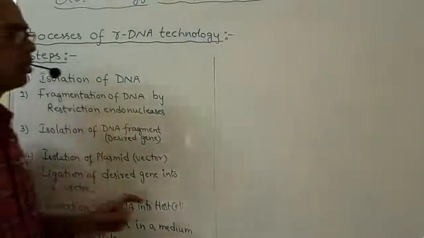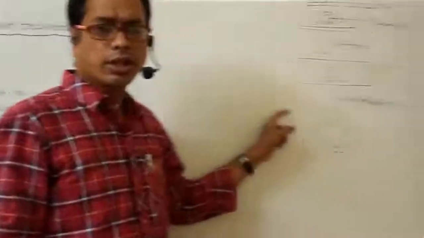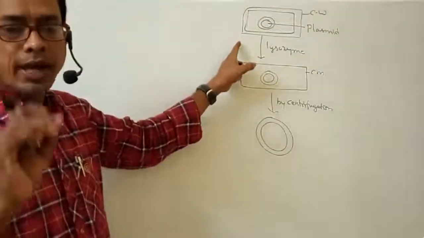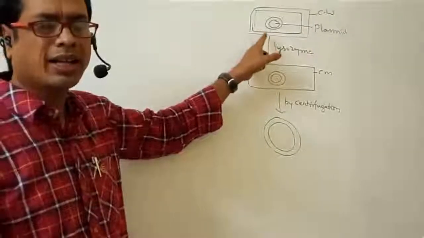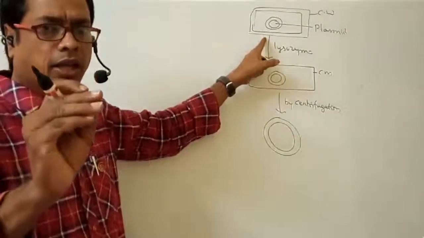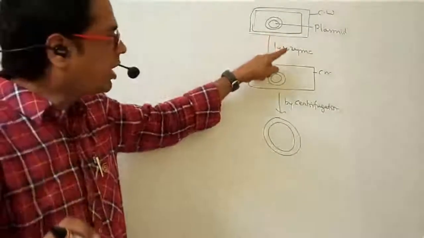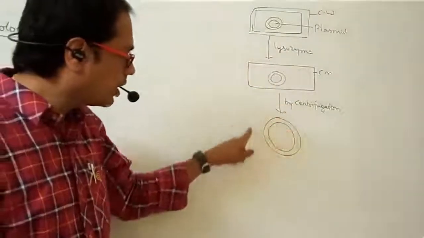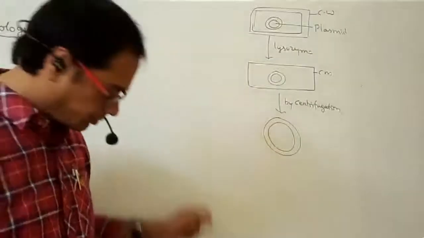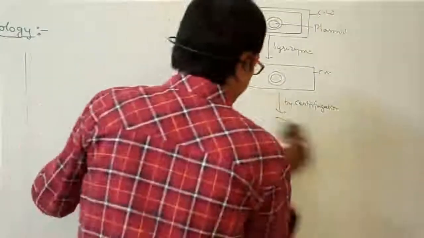So again I am telling my students, these plasmids are found in bacteria. First of all, lysis of the cell wall in bacteria can be done by lysozyme enzyme and then centrifugation. Finally the plasmid is isolated.